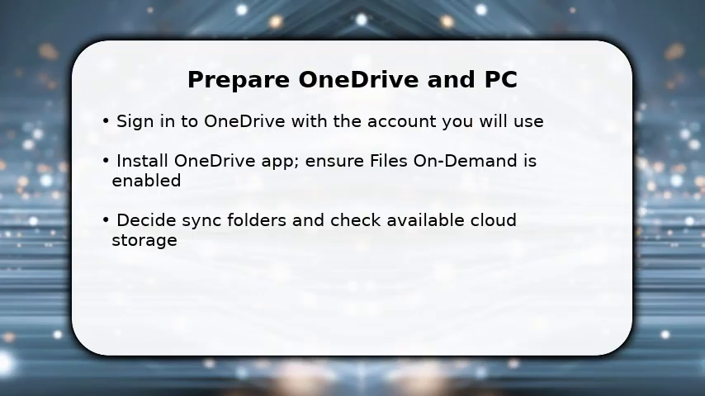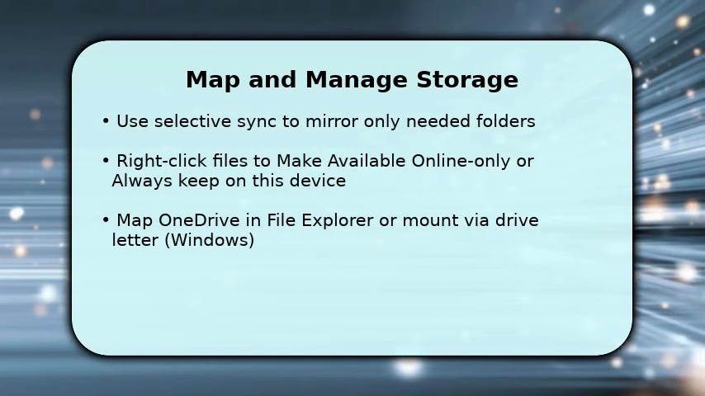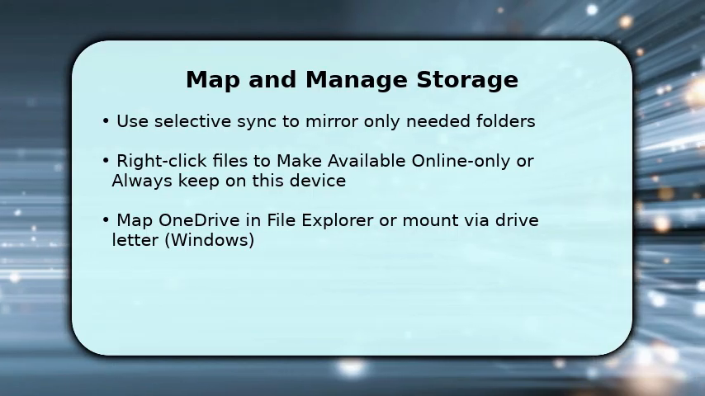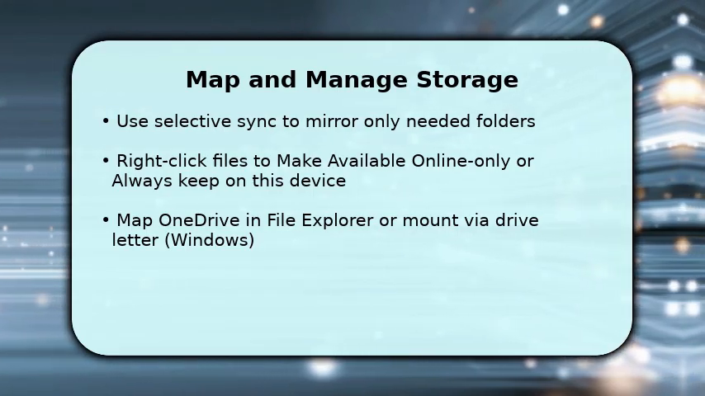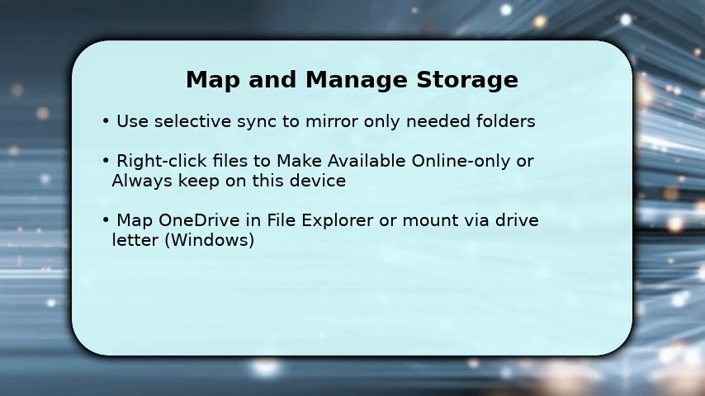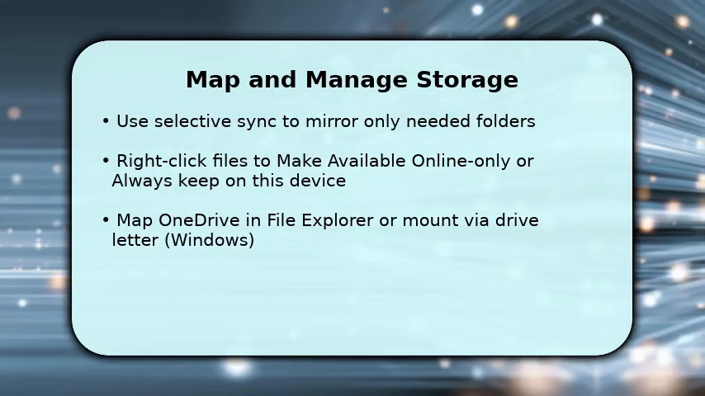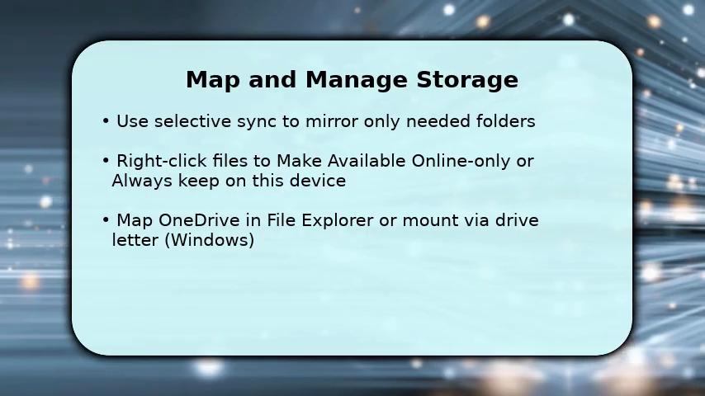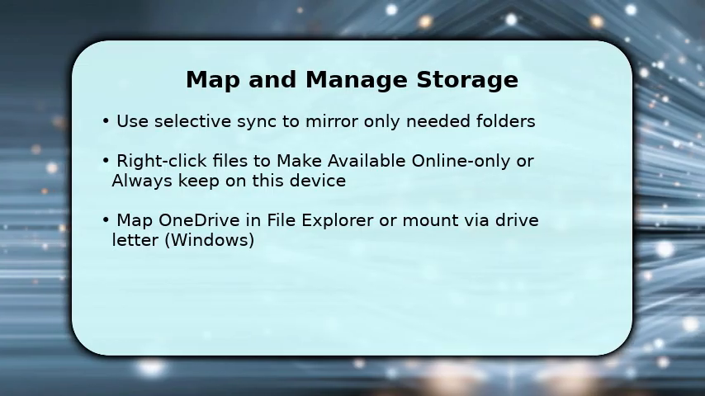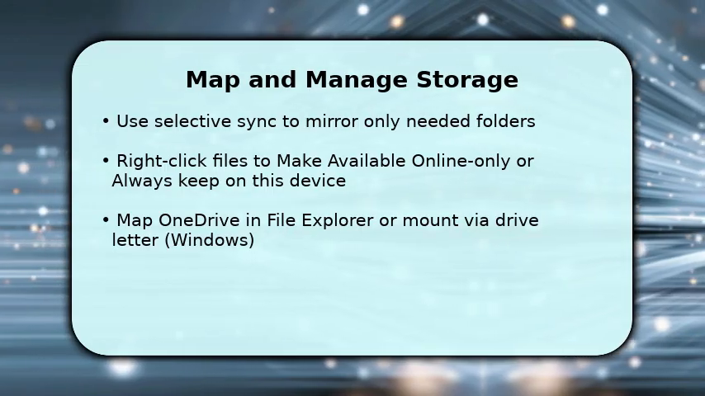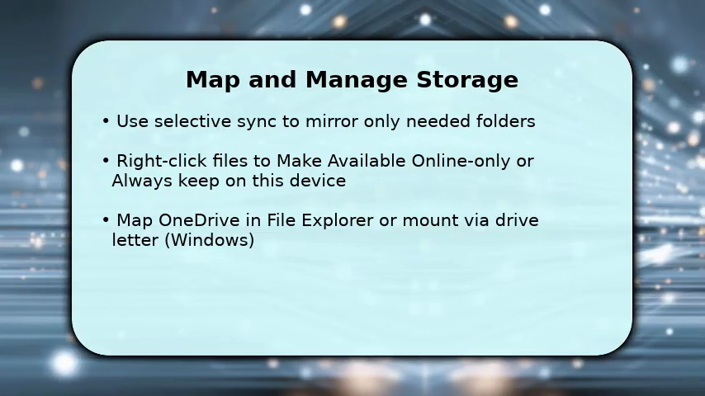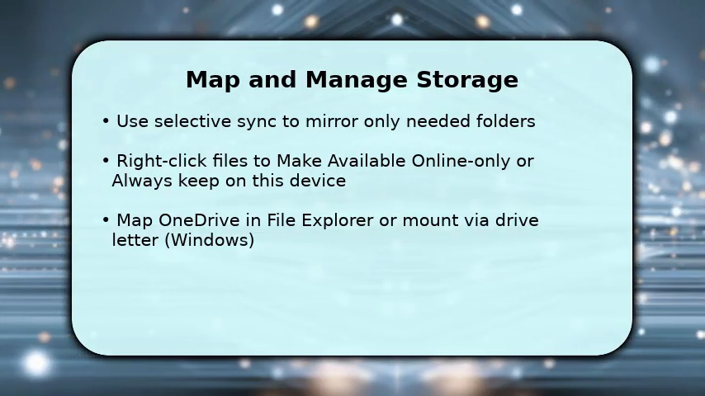Next, map and manage storage so OneDrive acts like an external hard drive. Use Selective Sync to reduce clutter, and right-click files to set them online only or always keep on this device. Online only saves local space while still appearing in Explorer. On Windows, you can map OneDrive as a network location or assign a drive letter for quicker access. On Mac OS, create a Finder shortcut. Make sure syncing completes before transferring large jobs, because interrupted syncs cause conflicts.